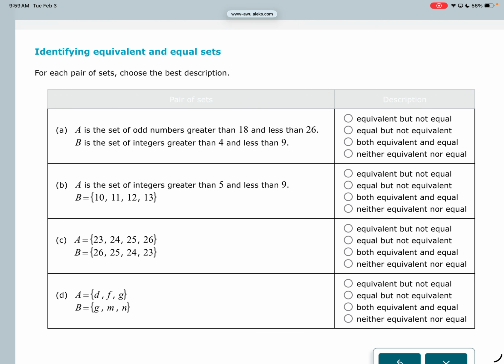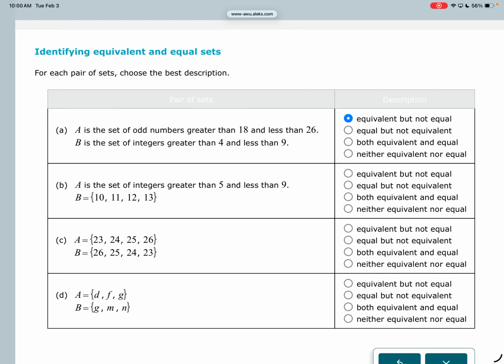You got to know how many is there. Obviously, they're not going to be equal because the next one is a set of integers greater than 4 and less than 9. Okay, but greater than 4 would mean I don't start at 4, so it'd be 5, 6, 7, 8. Okay, so I do have 4 in both of them, so they would be equivalent but not equal. Okay, so equivalent just means they have the same count.